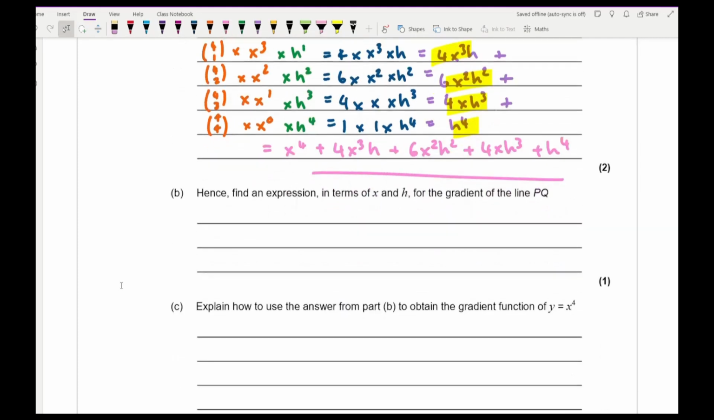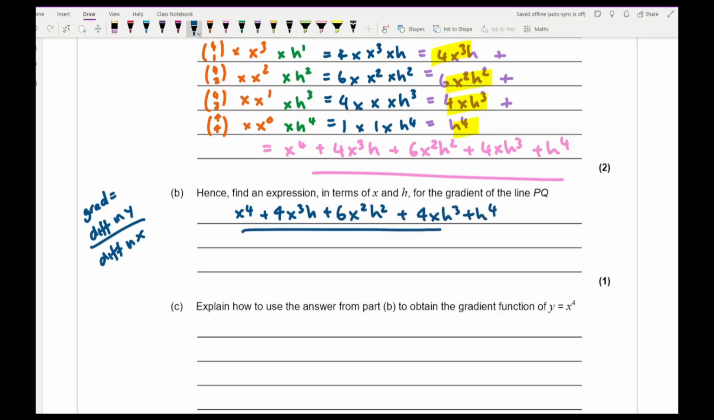Then for B, it says, hence find an expression in terms of x and h for the gradient of the line PQ. Now remember that the gradient is equal to the difference in y over the difference in x. So again, remembering differentiation by first principle, what you should end up with is x to the power of 4 plus 4x cubed h plus 6x squared h squared plus 4x h cubed plus h to the power of 4, all divided by h.